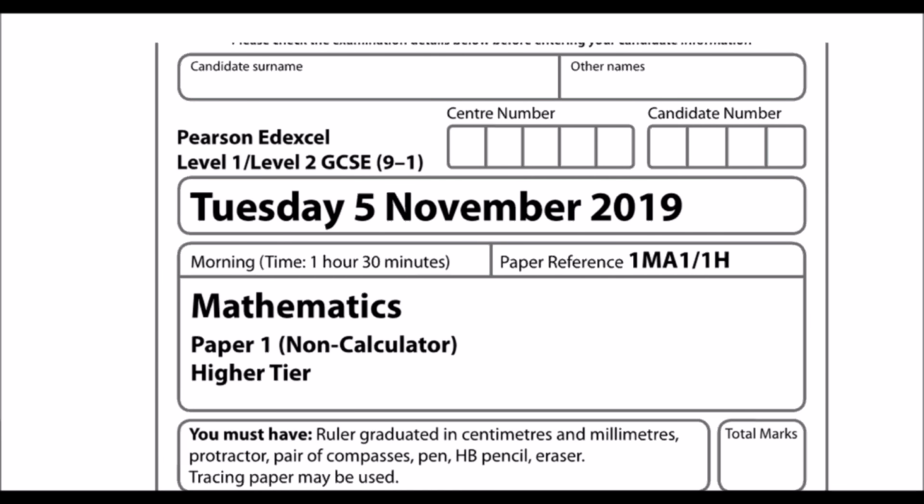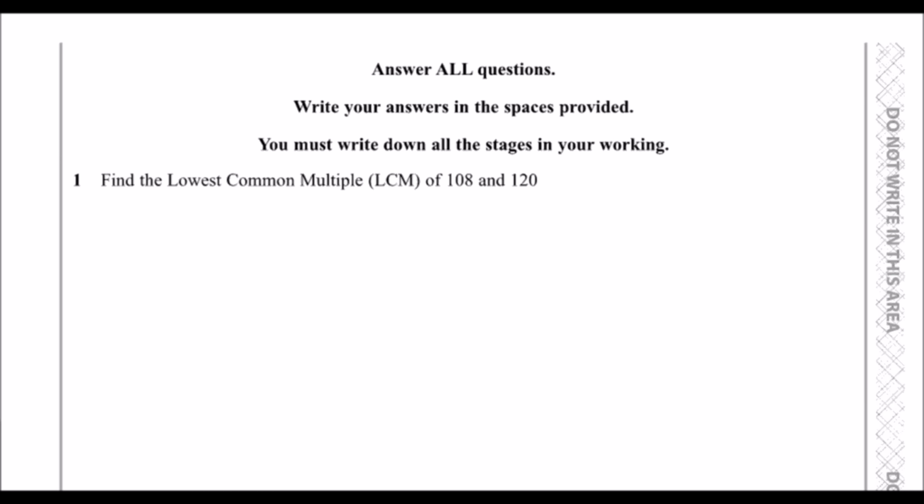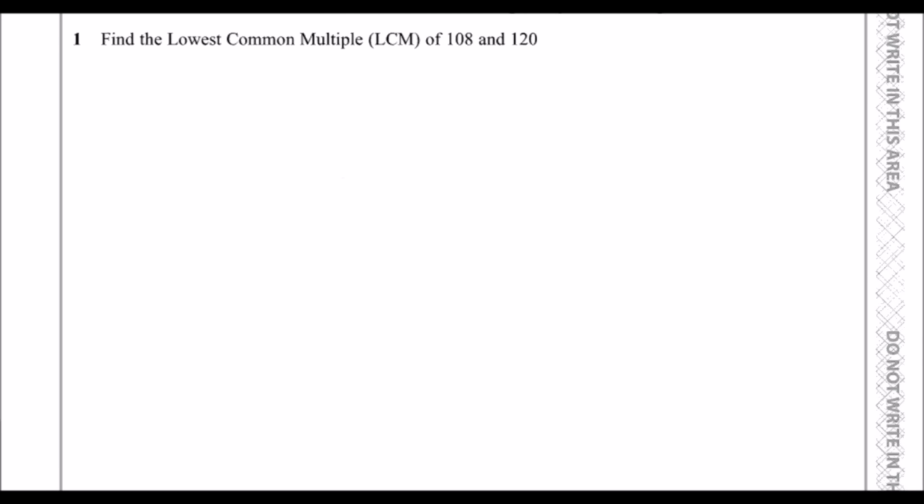This is the Edexcel higher tier, paper 1, non-calculator paper from November 2019. Question 1 says find the lowest common multiple of 108 and 120. So we can break these numbers down into their prime factors to answer this question.